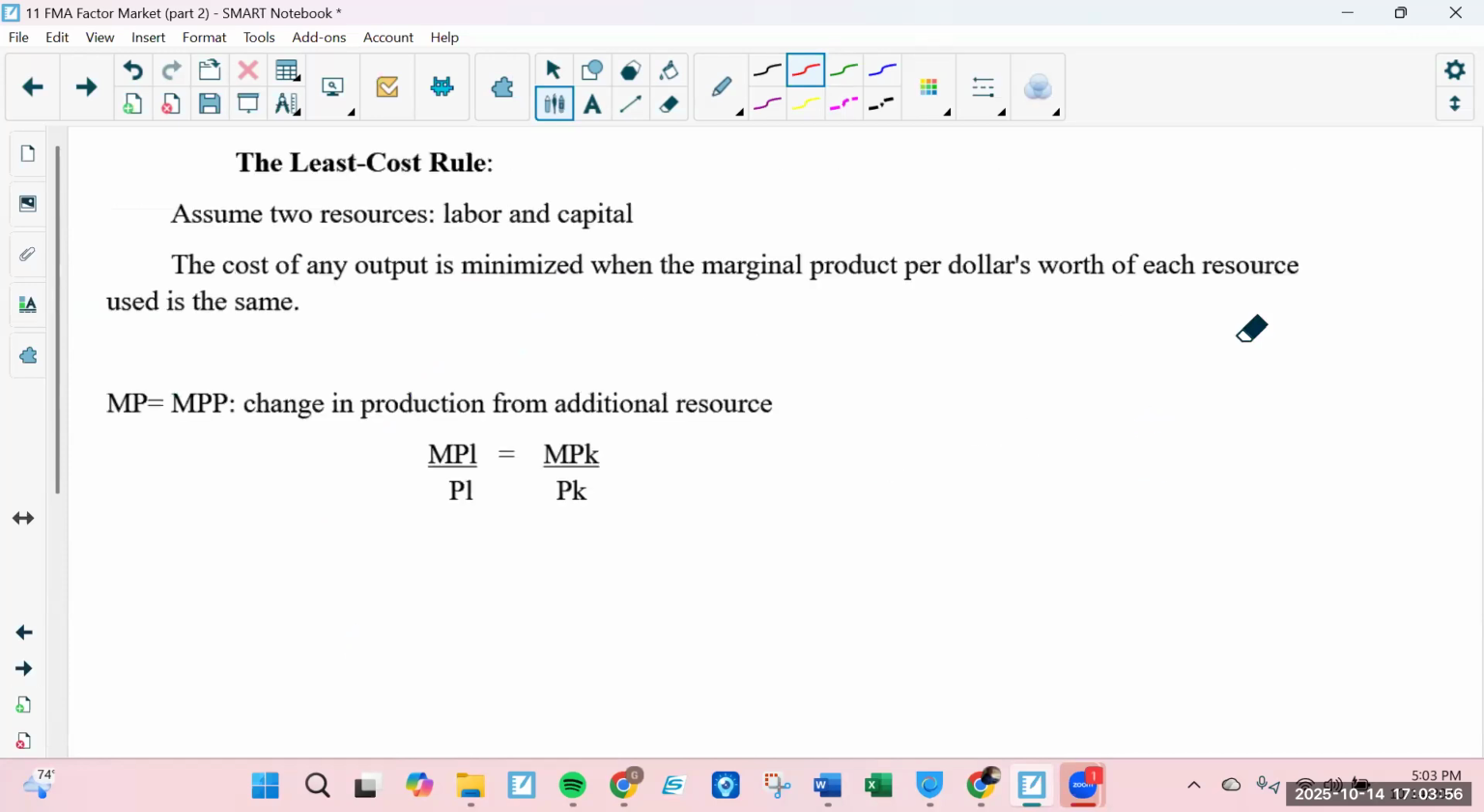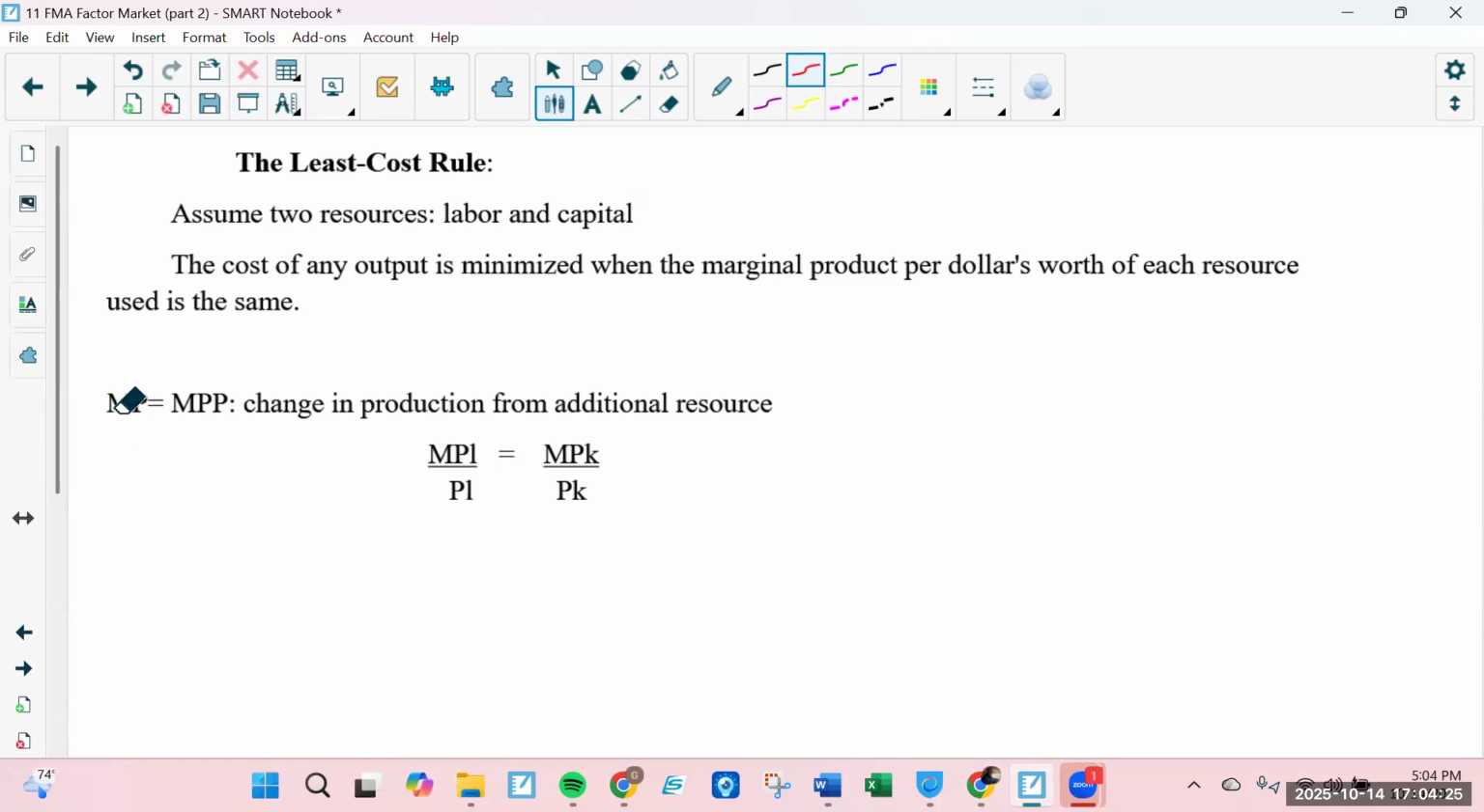And there are two different ways of looking at it. The first is to look at the least cost rule. Now obviously the least cost rule is to shut down and have zero workers and zero capital, but we're ignoring that. The assumption is we have two resources, labor and capital. And what we're going to do is look at the marginal product. If you'll remember, marginal product is the same thing as marginal physical product. We use those terms interchangeably, but for the most part, let's talk about just marginal product. It's easier. That's what we've learned and what we use the most.